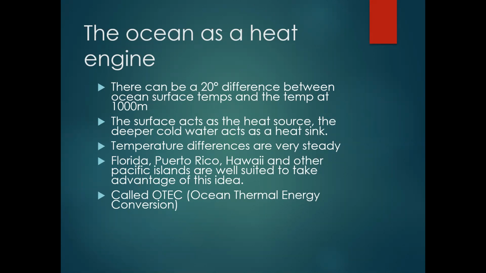There can be a 20 degrees difference between the ocean surface temperature and the temperature below 1 kilometer. The surface acts as a heat source and the deep cold water acts as a heat sink. So the temperature difference can also be steady. In Florida or Hawaii and other Pacific islands, it's suitable for the advantage of this idea because the circumstances allow the extraction of the heat. So this extraction is basically called ocean thermal energy conversion, or OTEC.